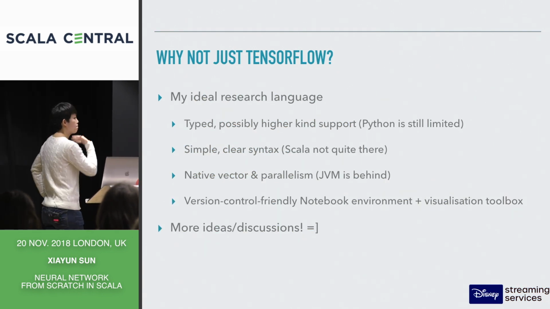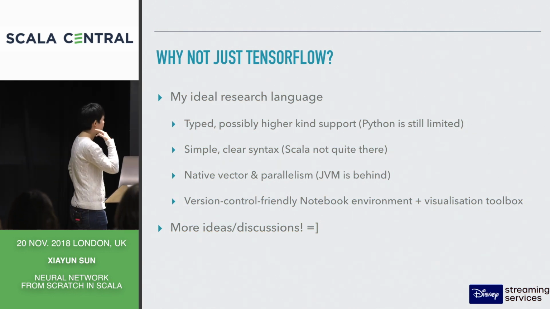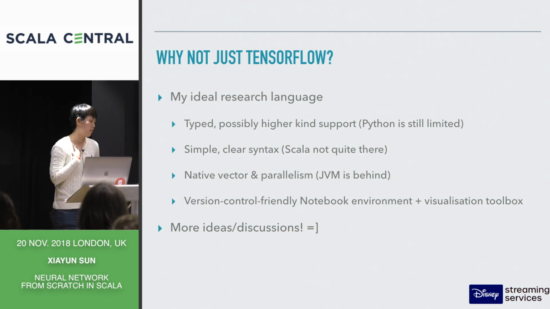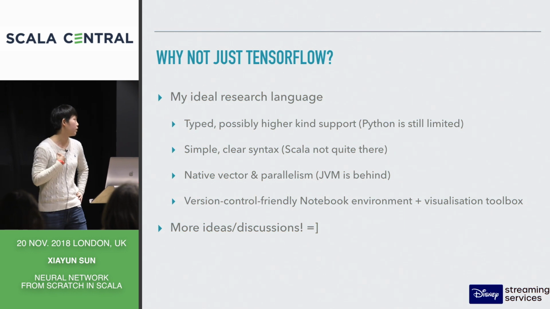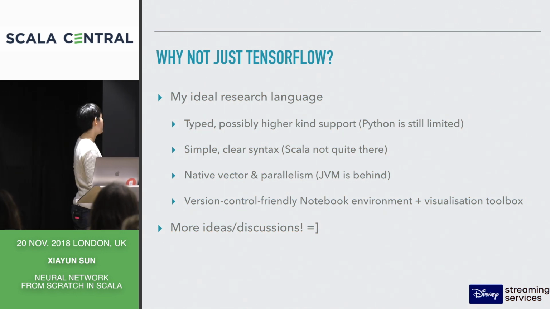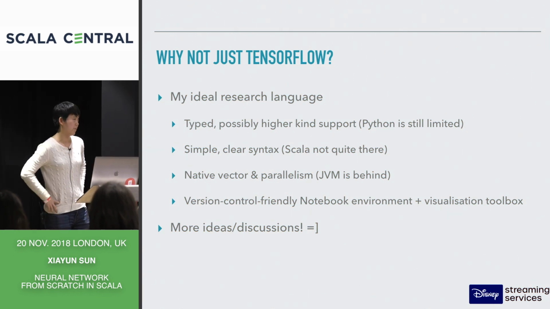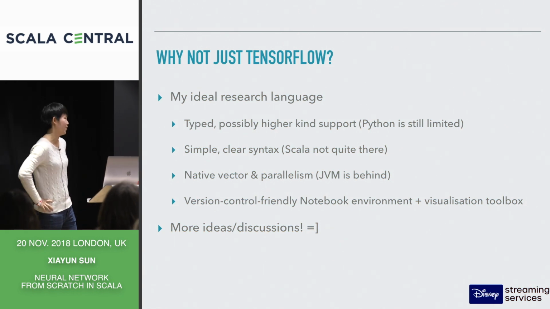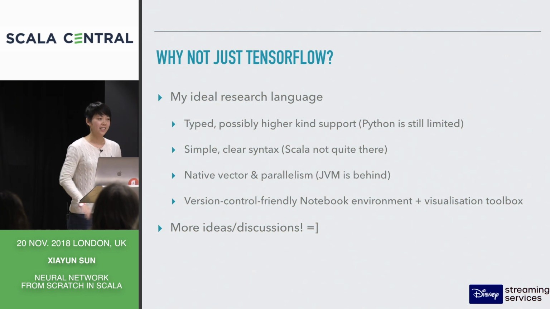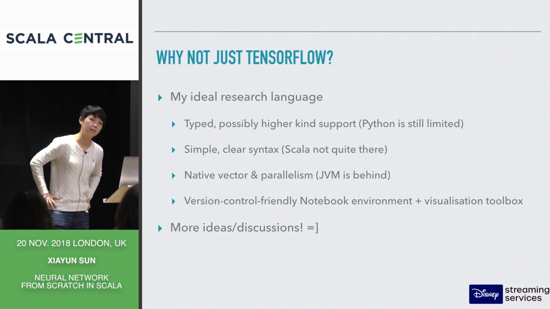So this is my personal opinion on what the most ideal research language should be like. Typed, with very simple, clear syntax, where I think Python is a winner. Native vector and parallel computation, where NumPy did a lot of work. The JVM is kind of behind. There is a thing called Deeplearning4j, which uses a trick of exporting to C and C++ to do the vector computation. And a notebook environment. Jupyter is very big in the research community. The biggest problem with Jupyter is it's not version control friendly. If you have checked Jupyter into Git, you know what I'm talking about. Visualization: Python is great, Scala is zero. I'll be happy to hear more people's opinions on this, because this is something I have thought about a lot.